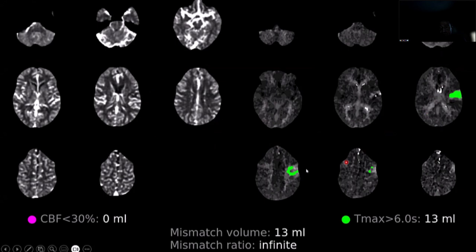There is a small area of possible penumbra or at-risk tissue in the left lateral frontal lobe, CBF of 0, mismatch volume of 13. So ratio is infinite. Would anyone want to go in and do a thrombectomy in this patient? I would argue no. There's less than 13 cc's of salvageable tissue, so potentially you're going to cause more harm than do good.